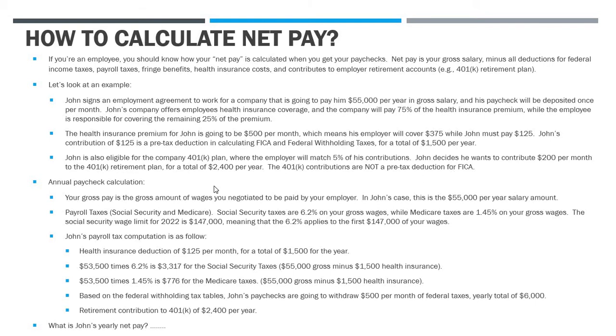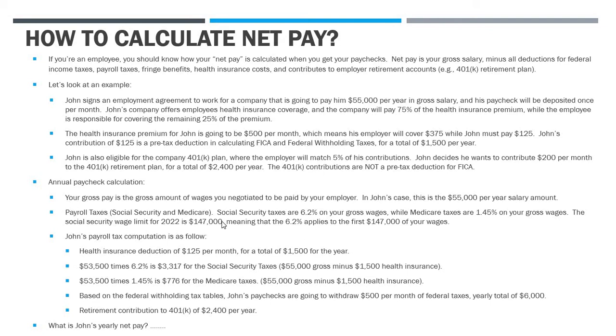So let's look at the mechanics here. How do we calculate John's annual paycheck? And again, I say annual paycheck because we're going to use the annual numbers here rather than break this out month to month. Because it'll make a little more sense, I promise. So we have John's gross pay, right? In John's case, he's got $55,000 per year. This was the salary he negotiated.